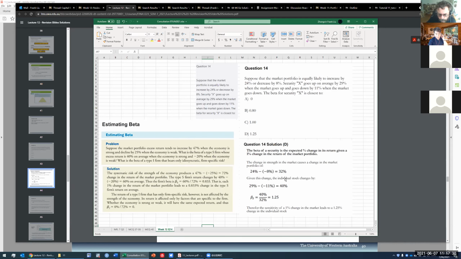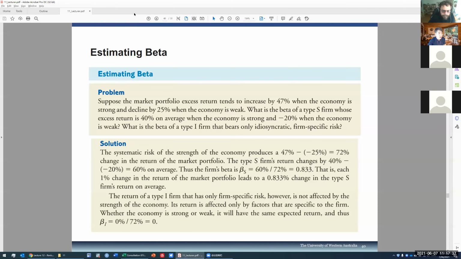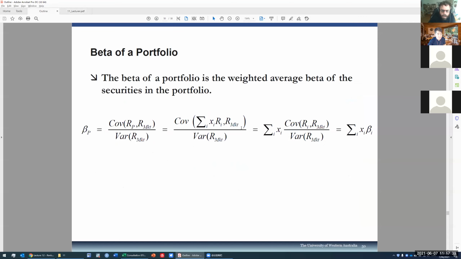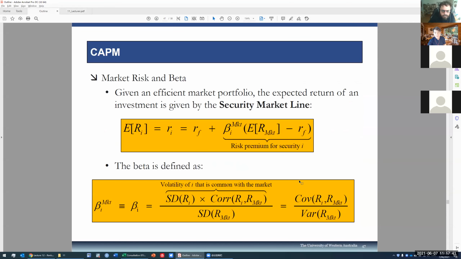Okay, but we don't use this to calculate beta. Remember, normally all our companies are exposed to both systematic and firm-specific risk. We calculate beta using this, right? This is the beta formula.